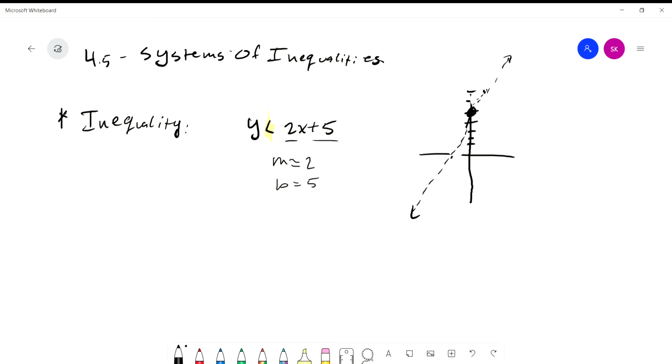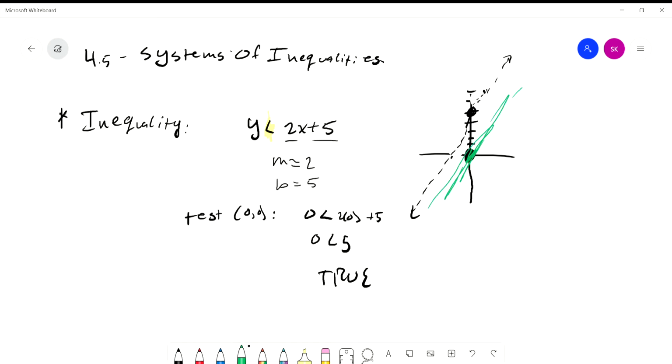And we're going to test a point, and because the point 0, 0 is not on the line, I can test that point. So that would be 0 is less than 2 times 0 plus 5, but that is 0 is less than 0 plus 5 is just 5. And so that's true, and because that's true, the region in which that point lies is shaded green, right?